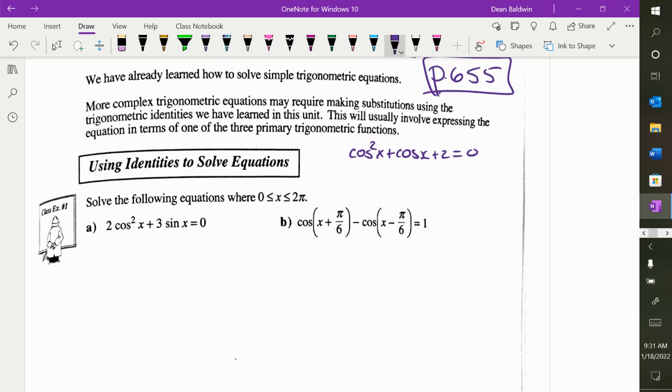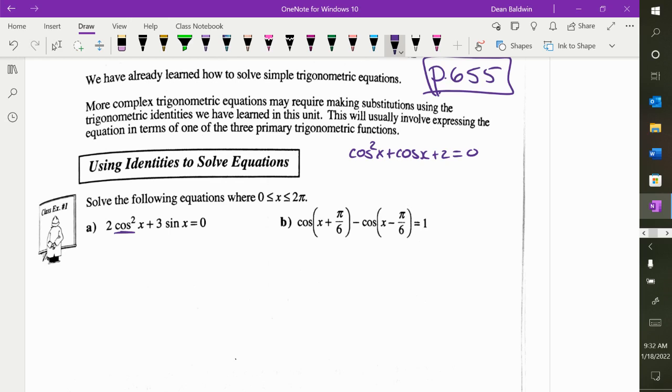So you can't have multiple trig functions. Because how do you solve a quadratic? You have to factor it. To factor it, they all have to be the same trig function. So you're going to have to make a substitution. Okay? So 2 cos squared plus 3 sine x. The only thing I can sub out is this cos squared. What am I going to do?